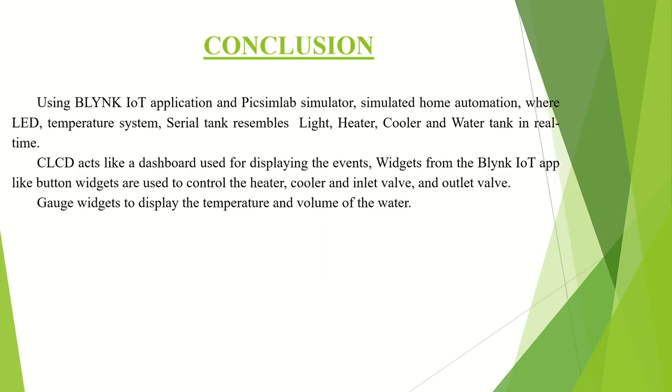We also make use of widgets from the Blynk IoT app. There are two kinds of widgets: button widgets and gauge widgets. Button widgets are used for switching on and switching off heater, cooler, inlet valve, etc. And gauge widgets are used for measurements, that is the volume of the water and the temperature.